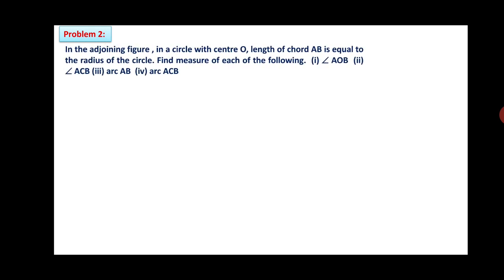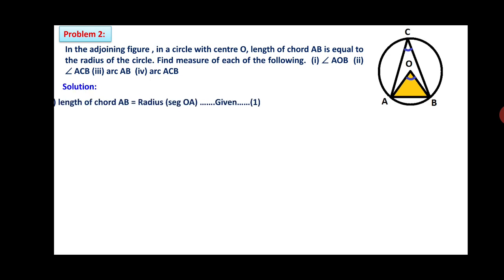In the adjoining figure, in a circle with center O, the length of chord AB is equal to the radius of the circle. Find the measure of each of the following: angle AOB, angle ACB, arc AB and arc ACB. Here you could see the shaded portion with yellow color. As AB is equal to the radius, triangle AOB is an equilateral triangle.